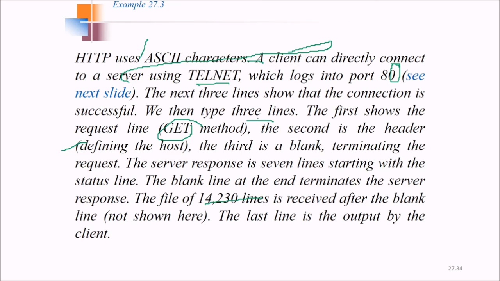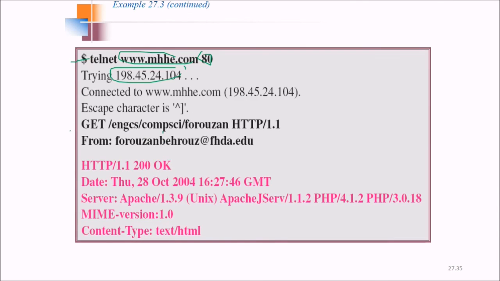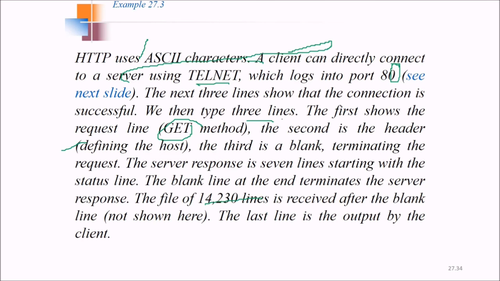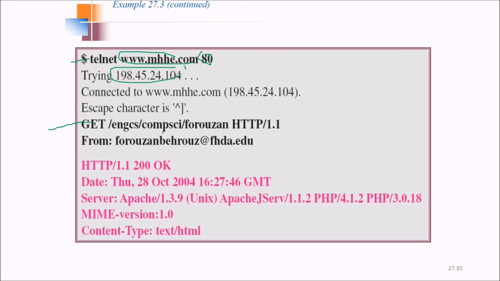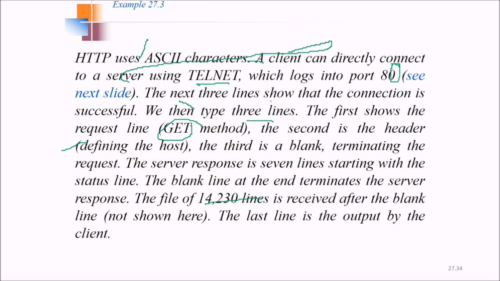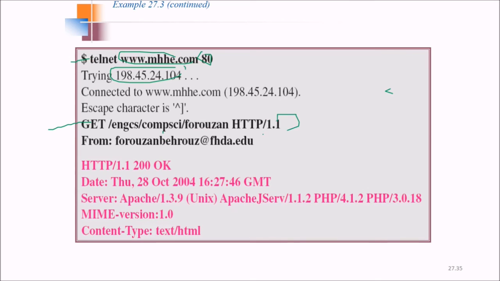We then type 3 lines. What are these lines? All these lines, you know. So in this, what is happening? The next 3 lines we have seen show that the connection is successful. So the connection is successful here. And how did we know? Because if the connection is not successful, it will give a certain error. Then we type 3 lines. That is, the first shows the request line, the get method. This is the get method request line.